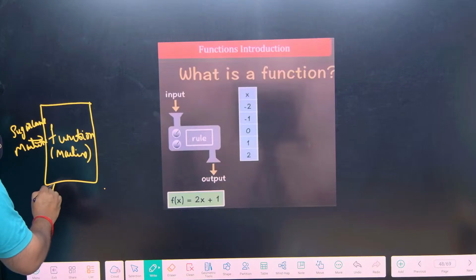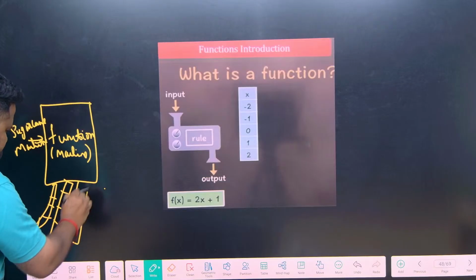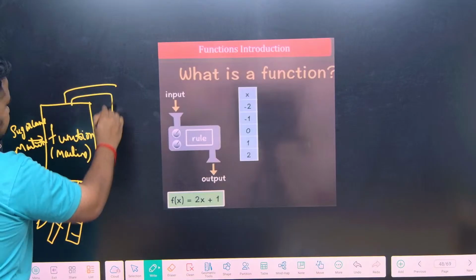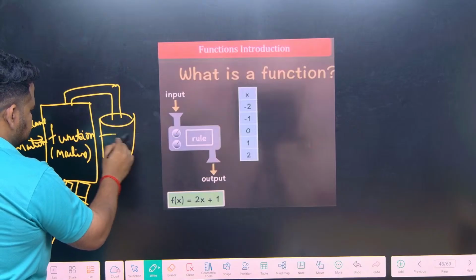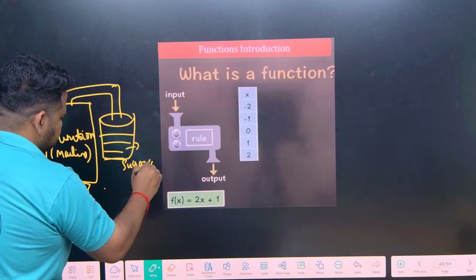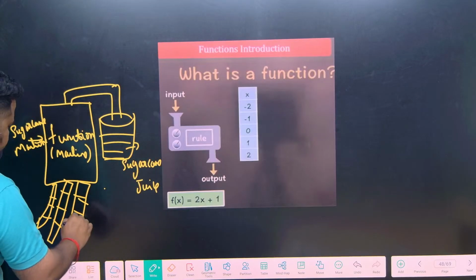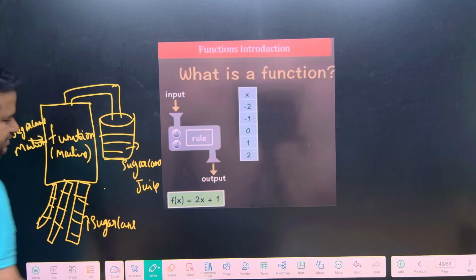Here you will keep putting the sugarcane. From this it will get filtered and you will get the juice, that is the sugarcane juice. Here you are getting sugarcane juice, and here you are putting sugarcane. Observe carefully, you are putting sugarcane. Now observe carefully.